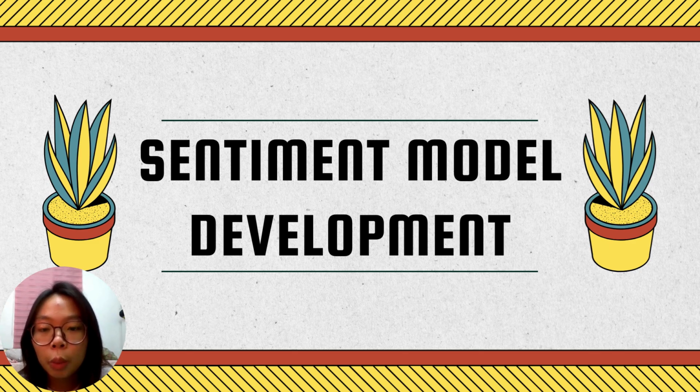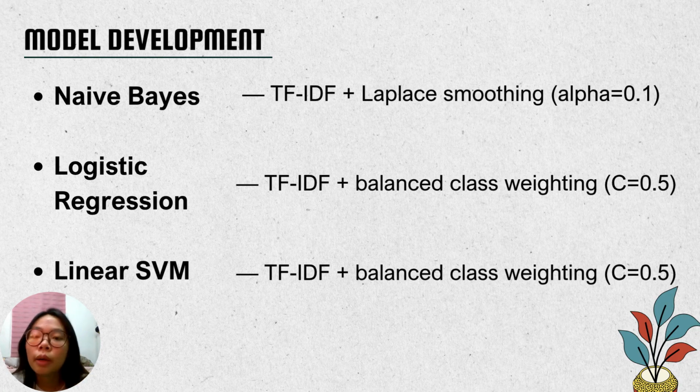Hi, I'm Cheryl. Now I'll present the sentiment model development phase of Project 2. In this phase, our primary objective was to build and evaluate the machine learning pipeline that can efficiently categorize Shopee application reviews into positive, negative, and neutral sentiments. Okay, so now we're moving to our model development setup.